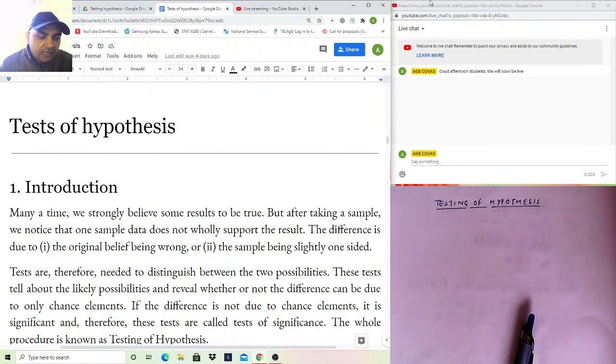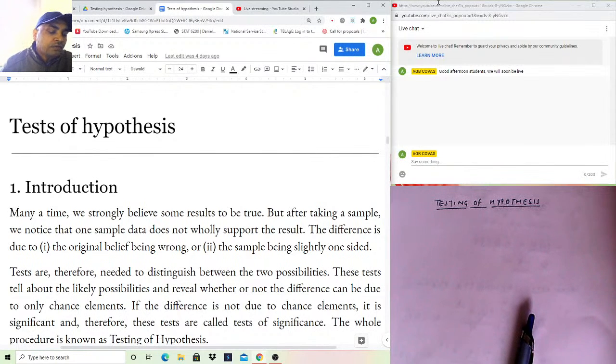So this chapter will be dealing with the testing of hypothesis, and today there will be only one session, because tomorrow I am having one lecture in the winter school organized by the College of Biotechnology. So tomorrow there will be no class, and we will take it as an extra class at some other time. So tomorrow there will be no class, and today there will be one session for this.